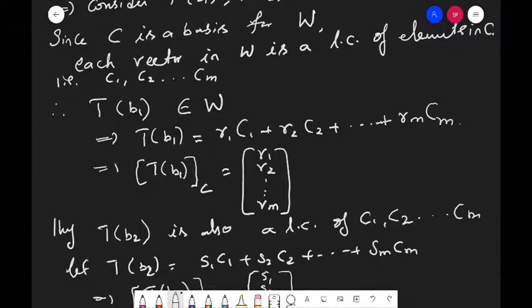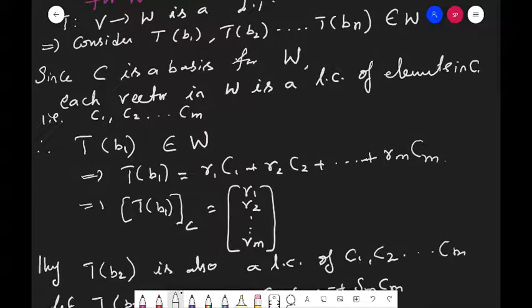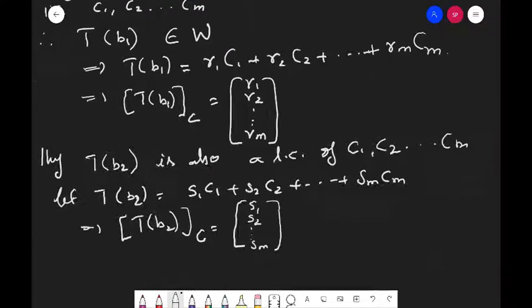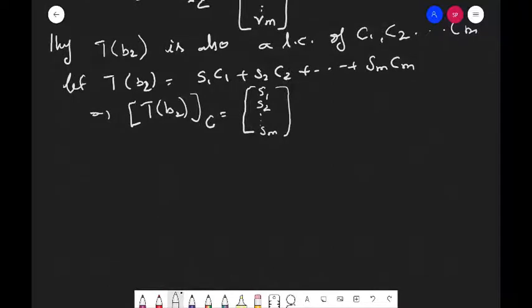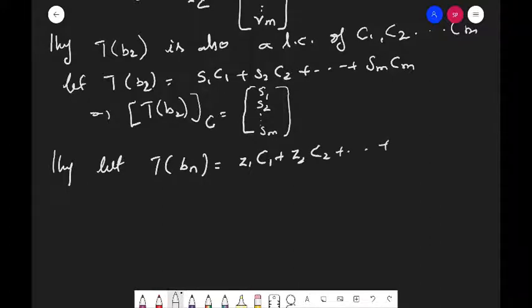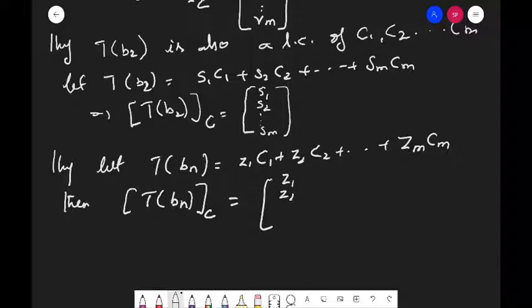Then how many are there like that? I have T of B1, T of B2 and so on T of Bn. N elements are there. So similarly, let T of Bn be equal to, let me take Z1 C1 plus Z2 C2 plus and so on plus Zm Cm. Then the coordinate vector of T of Bn with respect to the basis C will be Z1, Z2 and so on Zm.